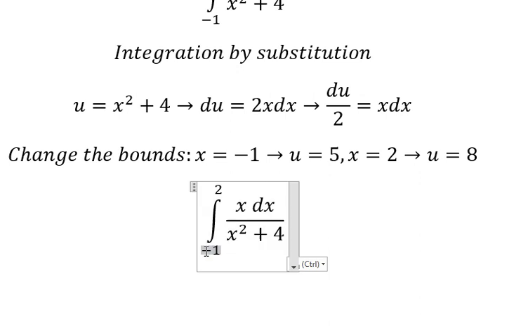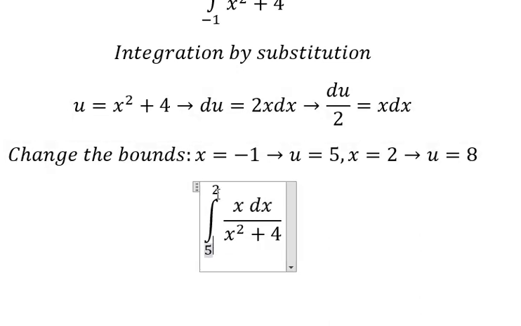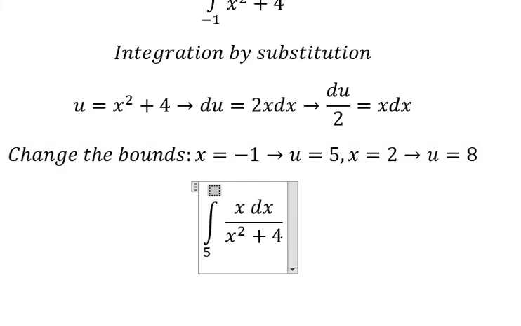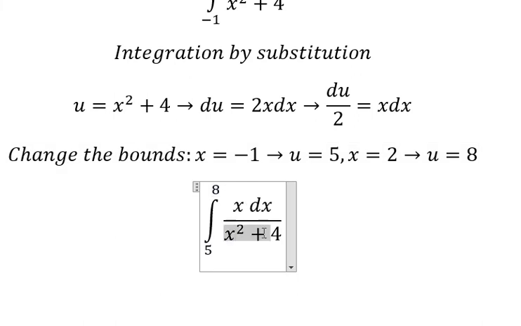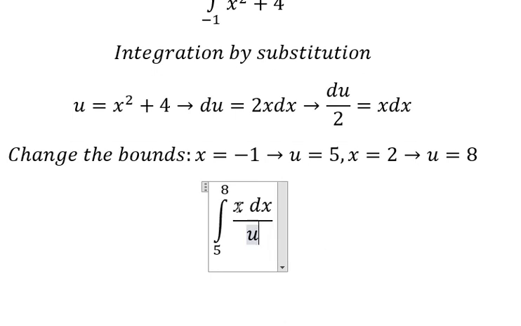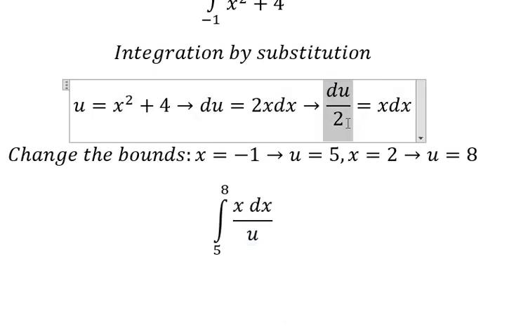So negative number 1, we change to number 5. Number 2, we change to number 8. This one, we change to u. The s, we change to this one.